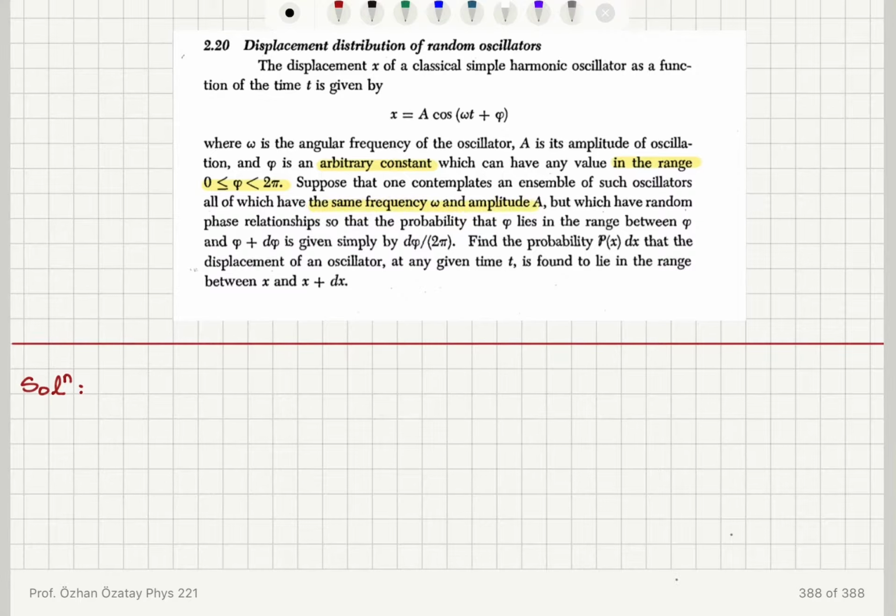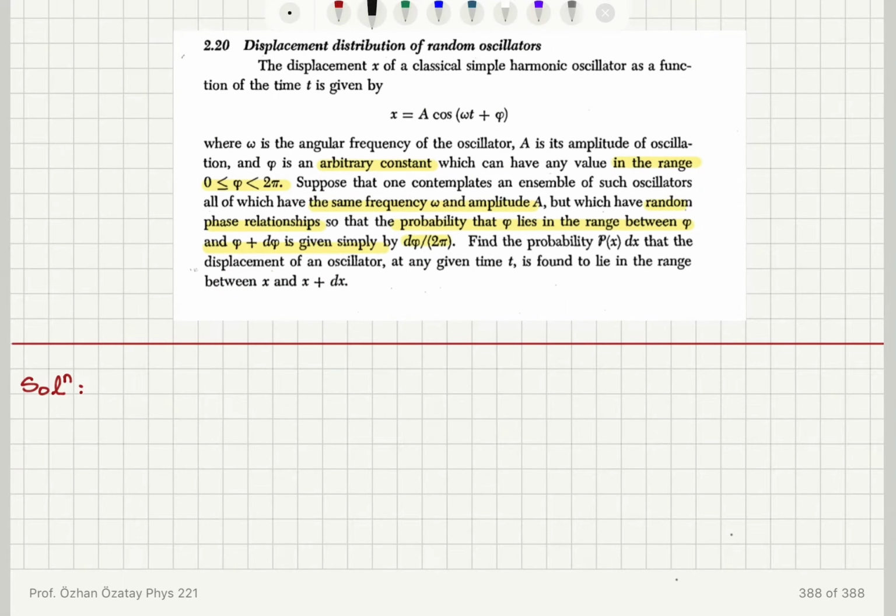and amplitude, but they have random phase relationships, so that the probability that phi lies in the range between phi and phi plus d phi is given simply by d phi over 2 pi. Find the probability that the displacement of an oscillator at any given time t is found to lie in the range between x and x plus dx.